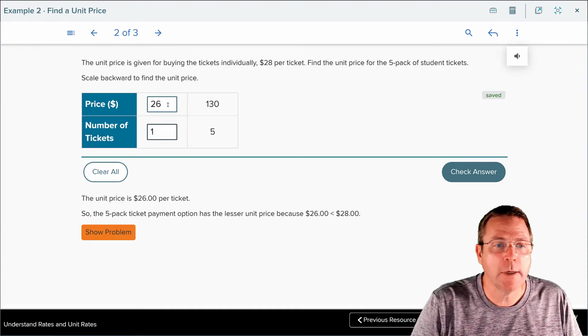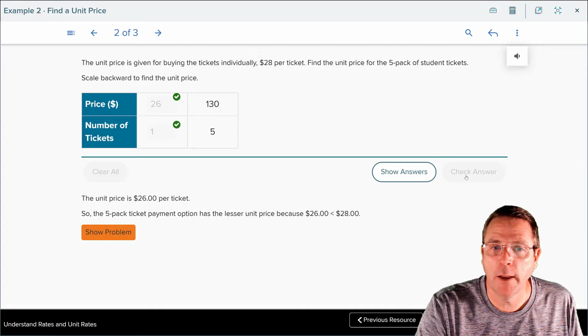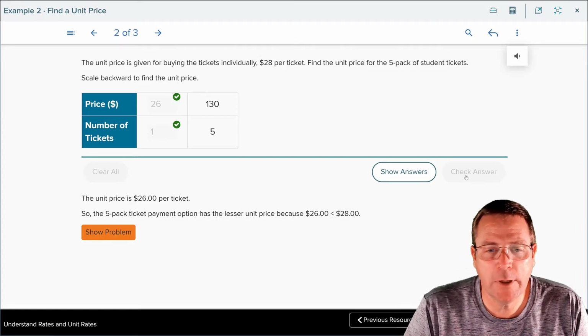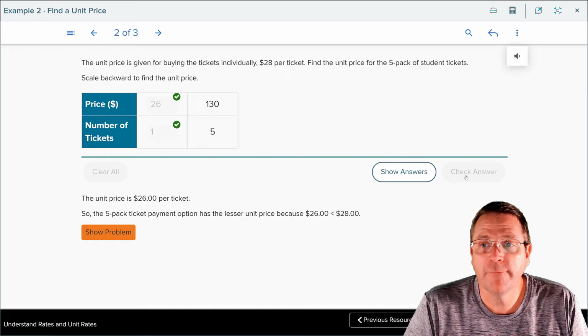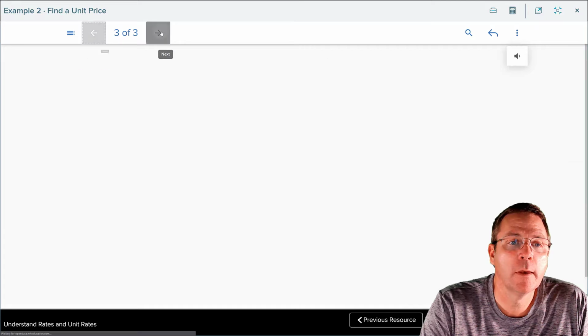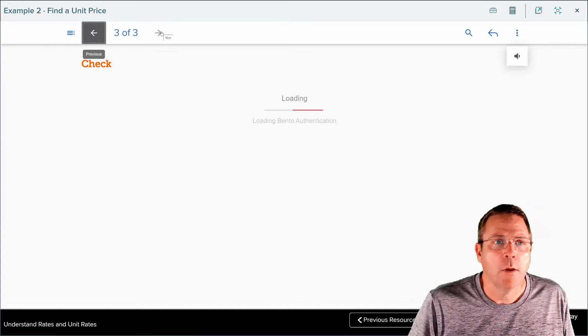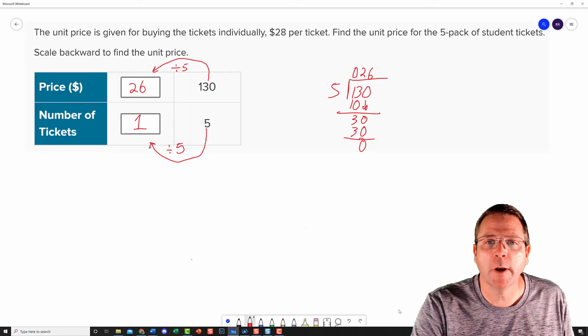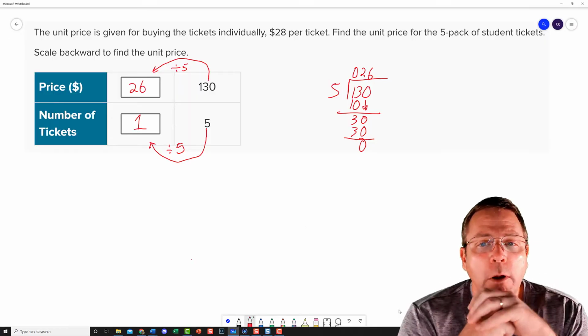$26 for one ticket. Check our answer and check. Everything looks good. So that's going to be the cheaper option to buy the 5-pack instead of buying 5 individual tickets. It looks like that check isn't going to work, so we'll go ahead and hit our next resource button. But I do want to go back and point out, what do you see there?